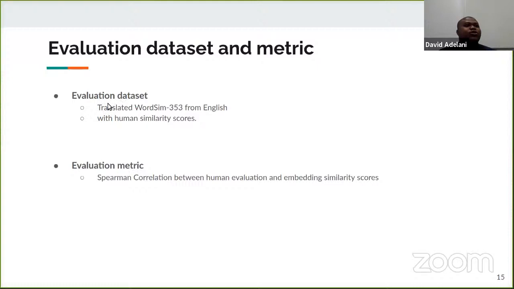For us to do this, first we translated WordSim-353 from English. It's a standard benchmark for evaluating word similarity in the English language. And this also has human similarity scores. So what people have done in other languages is that they translate it from English maybe to Czech or to Dutch or Spanish, and they compare the Spearman correlation between the human evaluation and the embedding similarity score in the other language. So we are doing exactly the same thing here.